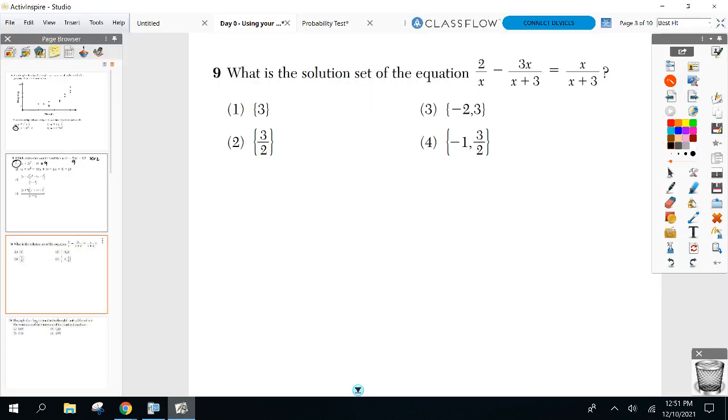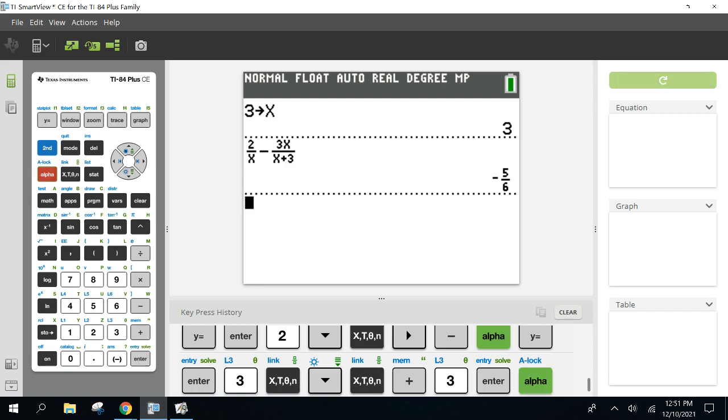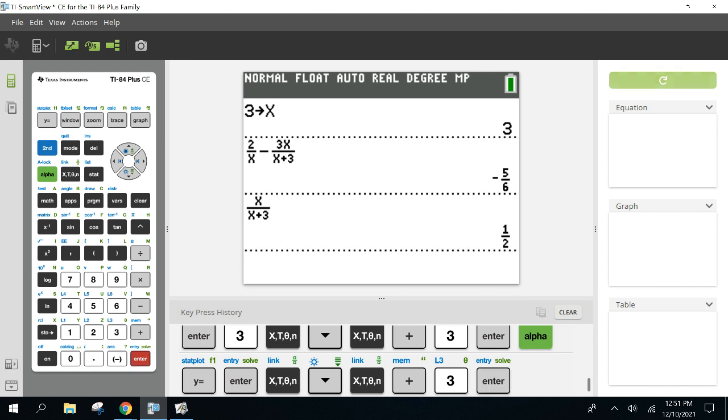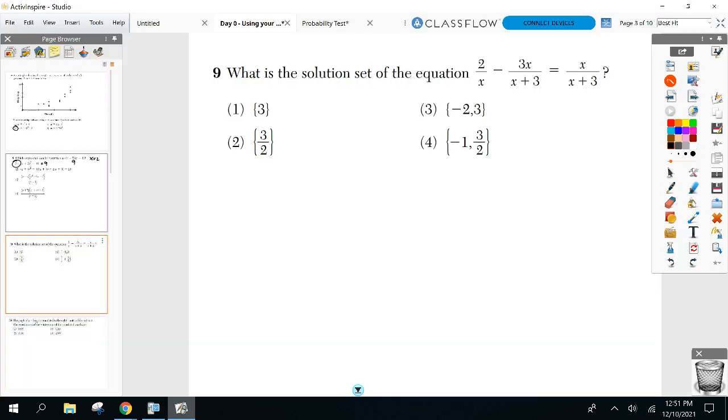You guys can type a heck of a lot faster than I can, but you shouldn't. X over X plus 3. Nope, I don't get that. Now stop. Yeah, I know 3 is not a solution. Done. Guess which one I'm going to cross off next? Choice 3. I already know 3 doesn't work. See ya. So let's go 3 halves now.